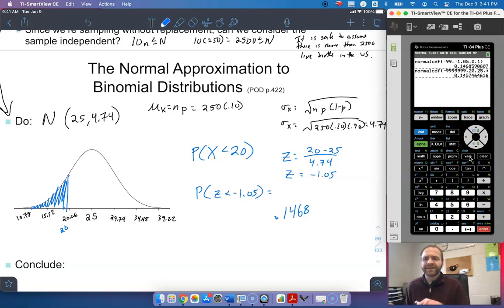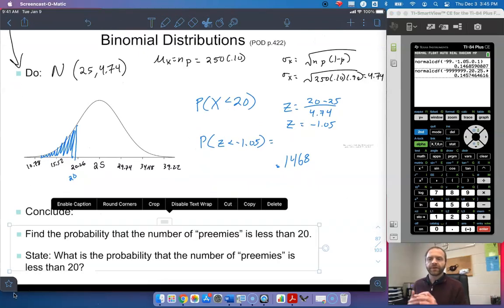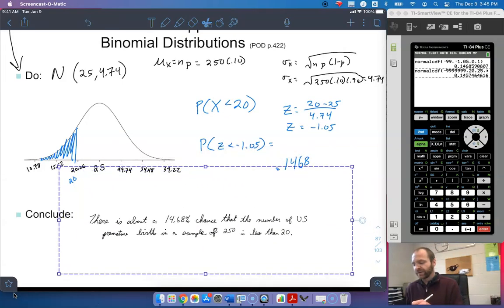And so in this case, what does that mean? We need to conclude, what does that 14.68% mean? And so right here I have the original question. Find the probability that the number of preemies is less than 20. Our statement was, what is the probability that the number of preemies is less than 20? So we have to answer that, but I have to answer that in context. And so here's the context. We defined N as all live births in the United States. And we based it off of a sample of 250. So it's always important to keep in mind what's your population, what's your sample, and what did you find in the do step.